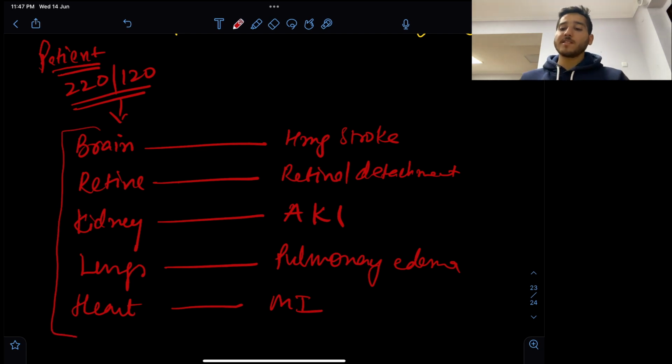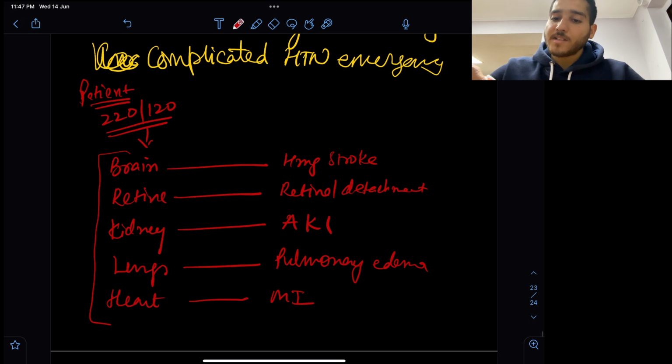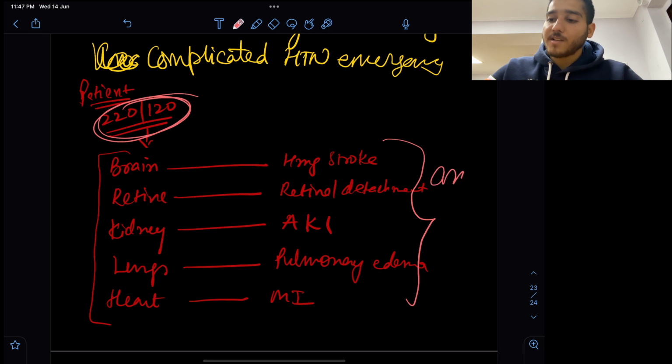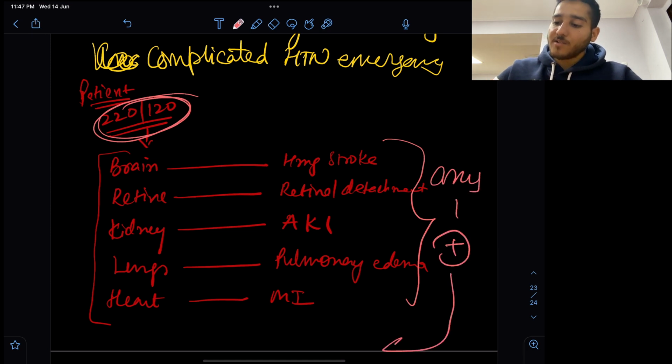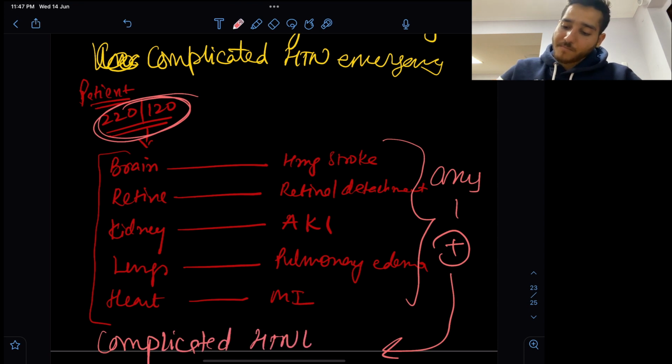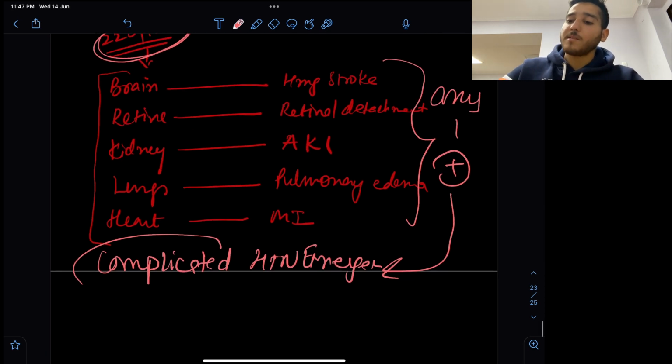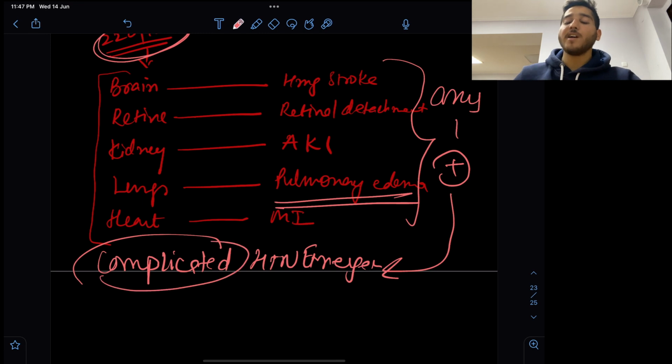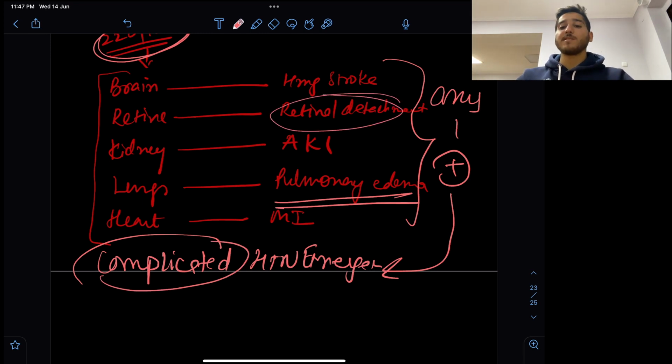If the patient presents to you with blood pressure this much, if any one of these is present, we call it complicated hypertensive emergency. This word complicated is very important because if the patient has pulmonary edema, this is because of hypertension. If the patient develops retinal detachment, this is because of hypertension. So there are some complications present because of this increased blood pressure. We call it complicated hypertensive emergency. If there's no end organ damage, we call it hypertensive urgency.